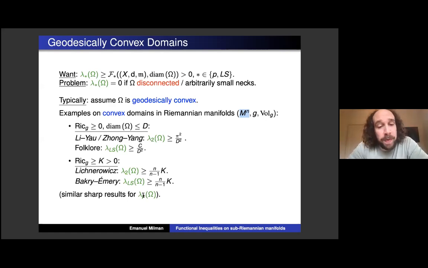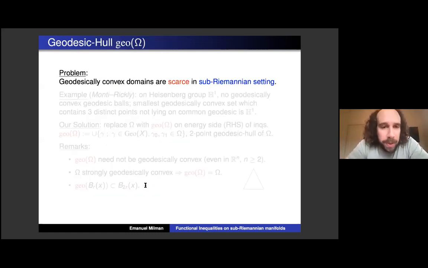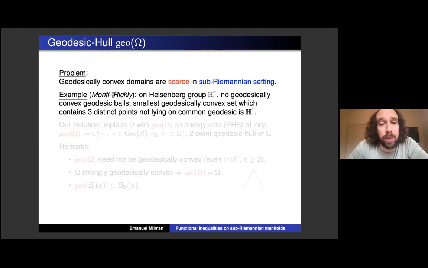And there are some similar sharp results for the Lp-Poincaré constant, which I just don't mention. Okay. What is the problem already with this approach? The problem with assuming convexity in the sub-Riemannian setting, which I'll get to in a second, don't worry, I'll explain what I mean, is that geodesically convex domains are scarce. They almost do not exist. And my favorite example about this is due to Monti and Rickly, who showed that on the simplest example of a sub-Riemannian manifold, the first Heisenberg group H1, and again, I'll get to the definition in a second, the only thing you need to know for now is that this is a three-dimensional differentiable manifold with a certain metric structure, there are no geodesically convex geodesic balls.